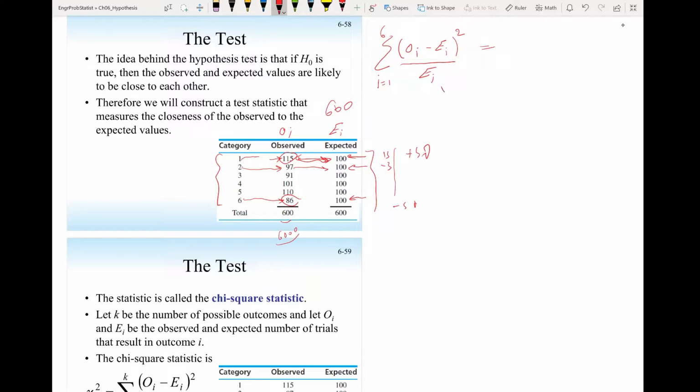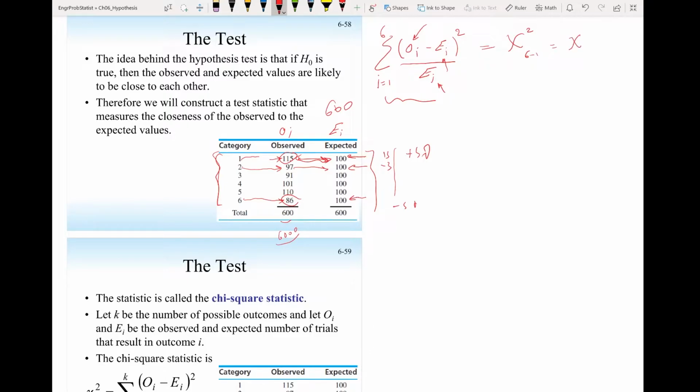Now, E_i is a fixed number. The only variable here is the observed value, and it is squared. So this will follow a chi-square distribution with a degree of freedom. If we have 6 categories, 6 summations, 6 random variables I am summing, O1, O2, O3, then the degree of freedom is n minus 1, or the categories minus 1. There are 6 categories, so that would be 6 minus 1.